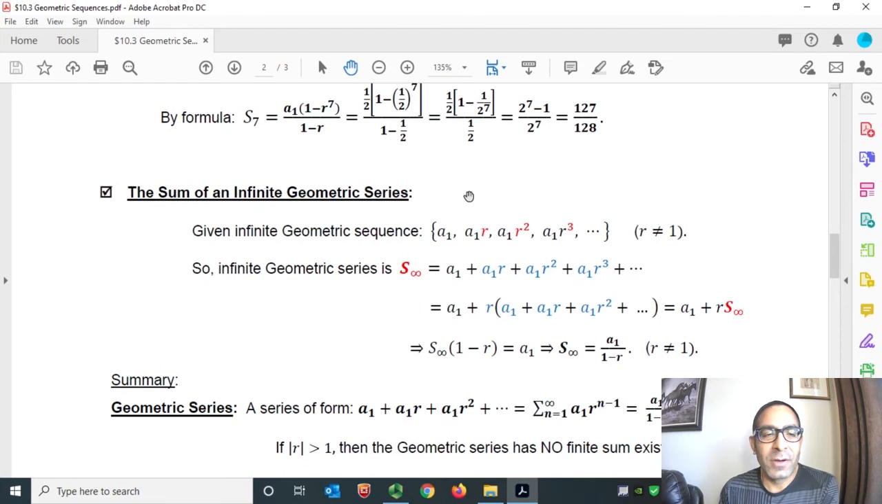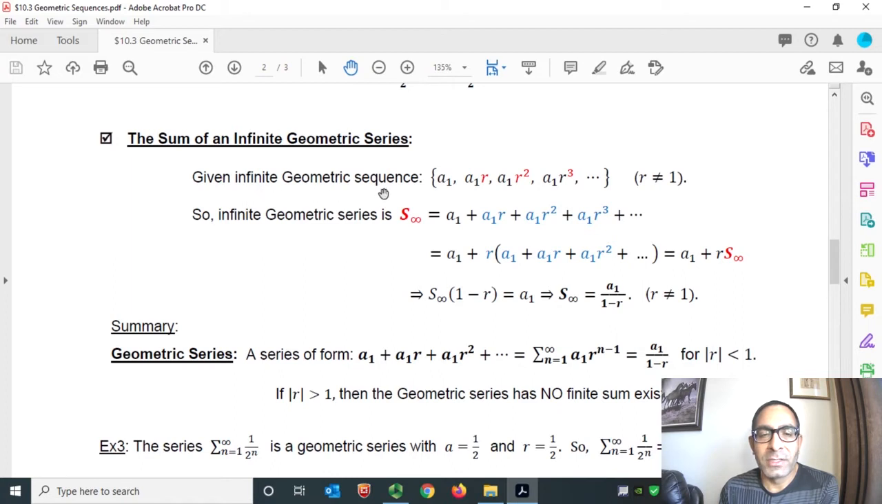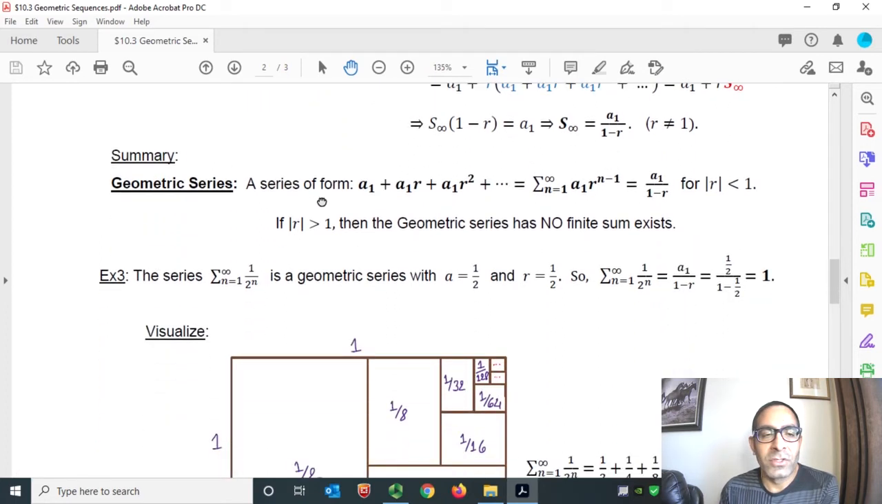Awesome. Next, let's talk about the sum of an infinite geometric series. Let me recall, an infinite geometric sequence is of this form: a1, a1 times r, a1 times r squared, a1 times r cubed, dot dot dot. And the infinite geometric series is the sum of terms of the geometric sequence. So let's add all of these terms: a1 plus a1r plus a1r squared plus a1r cubed plus dot dot dot. With this algebra, it turns out that the infinite geometric series S infinite equals a1 over 1 minus r.